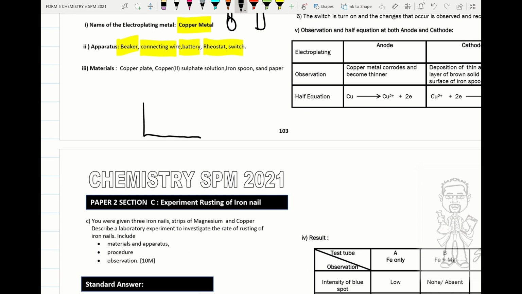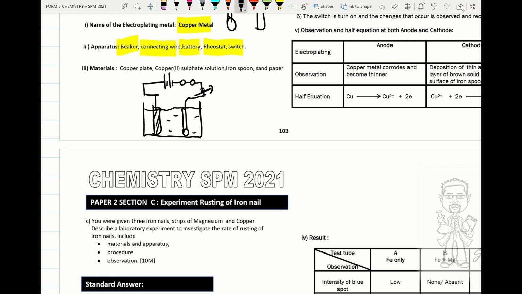If they ask us to draw, please draw like this. Here I put the copper strip, and here the iron spoon. Then we have a battery here, and a switch. Please make sure to put a rheostat. And please make sure to dip the iron spoon completely in the solution.